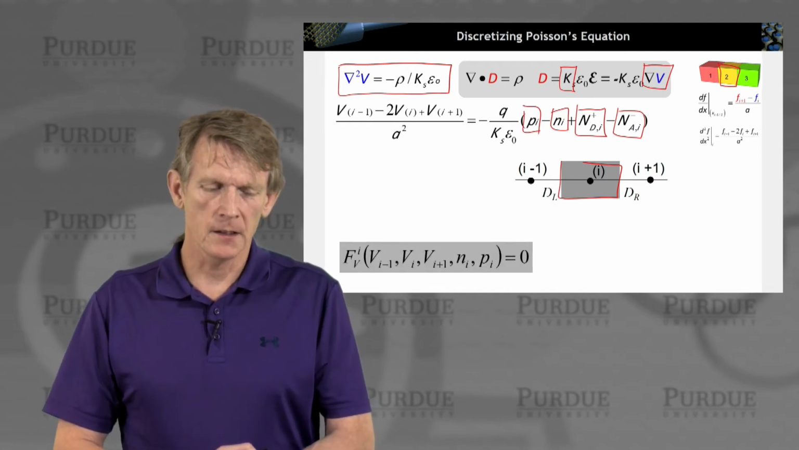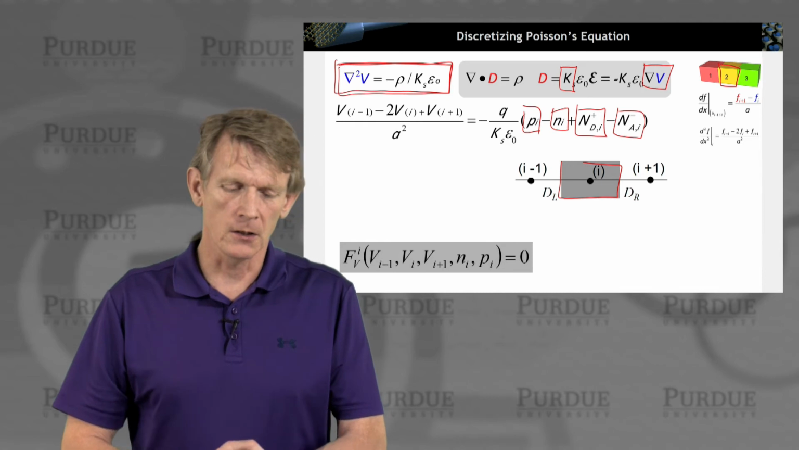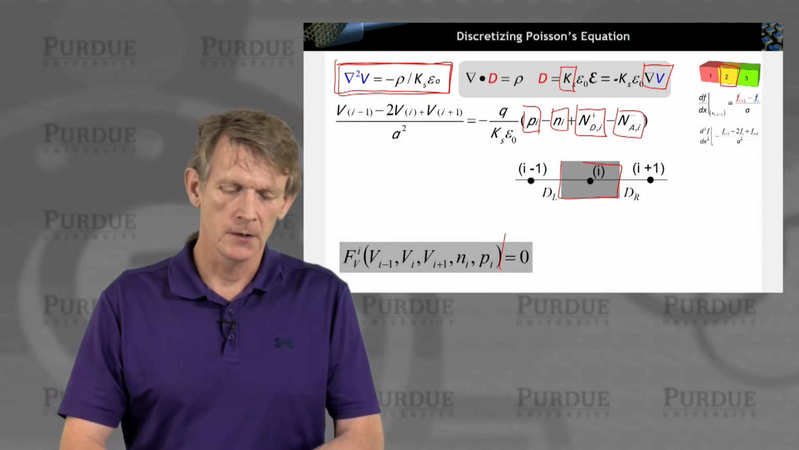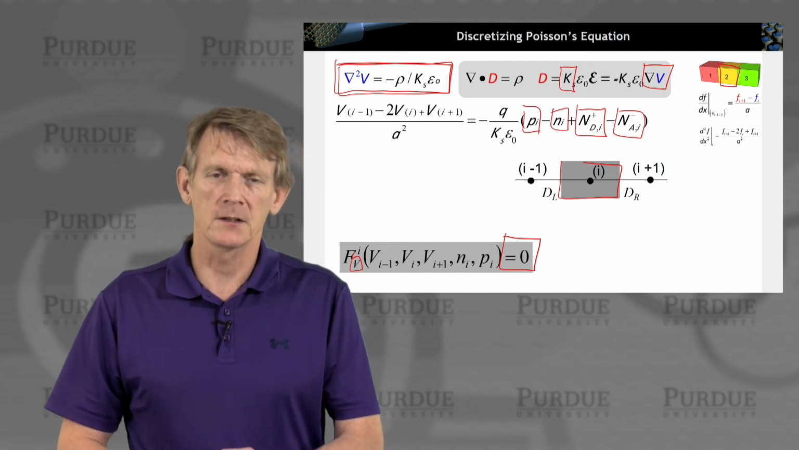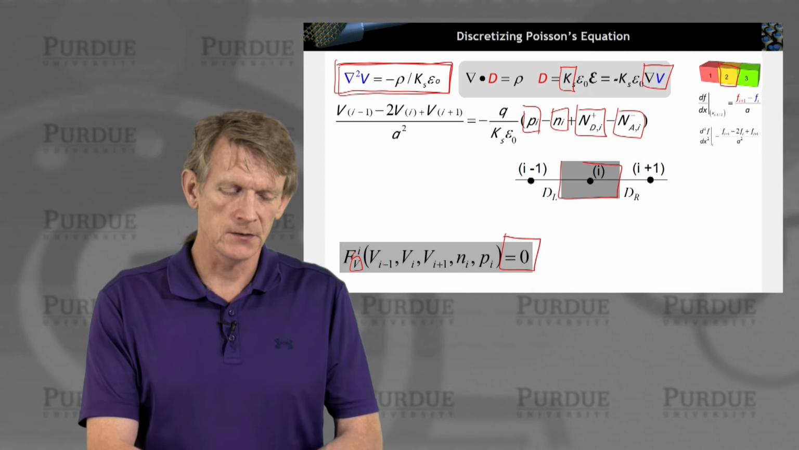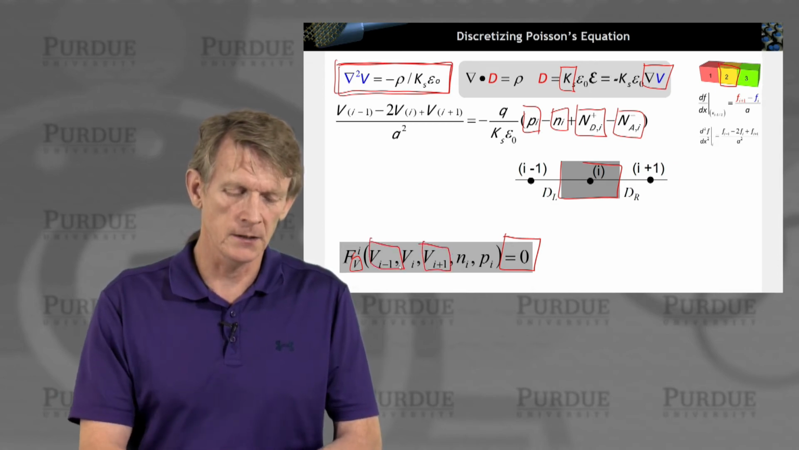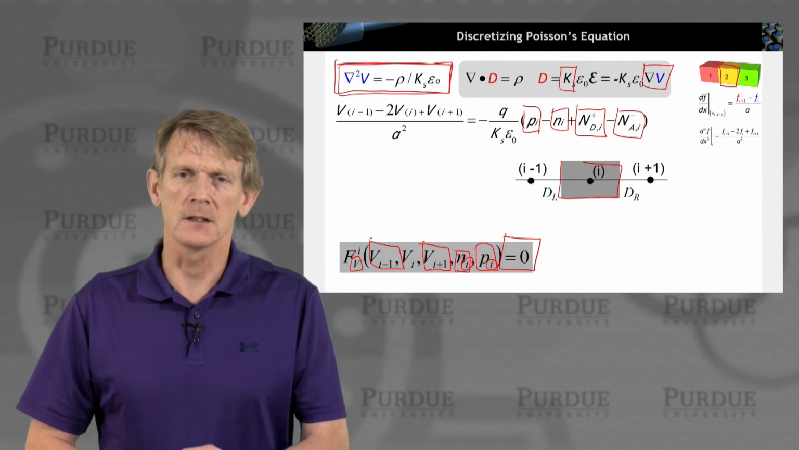All right, now we represent this expression here, the Poisson expression. We just bring it all to one side, set it to 0, and we have an expression for the potential as a multivariate function of potentials at neighboring nodes, Vi minus 1, Vi plus 1, and on the number of electrons and number of holes that can vary spatially on each site.